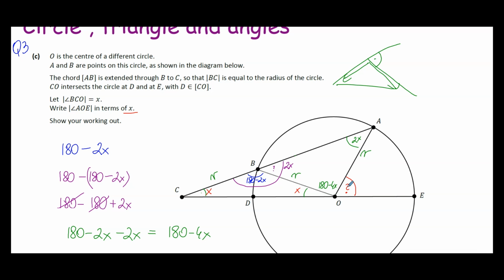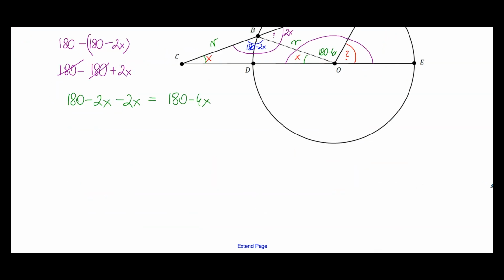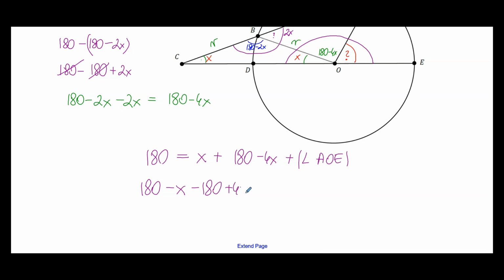That's where I'm going. Okay, so again, what idea am I using? All of that is a straight line, which means that angle is 180. So that 180 is built up of what? This angle x and this angle here, which is 180 minus 4x, and the angle I'm looking for, which was angle AOE. So now I move the rest of the stuff to the other side, changing the sign of each one of them. Therefore, I am left with angle AOE.